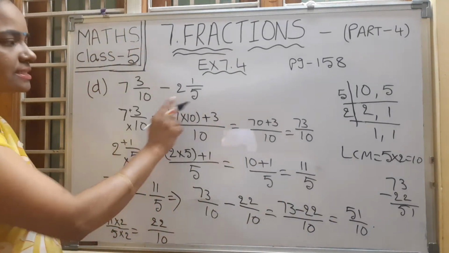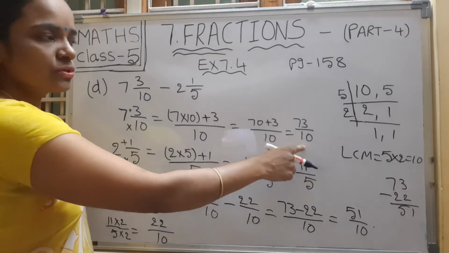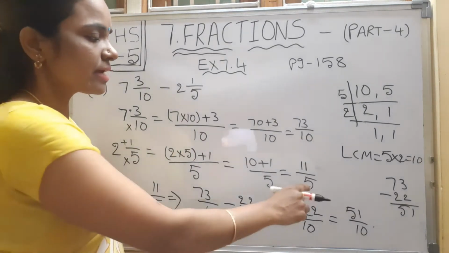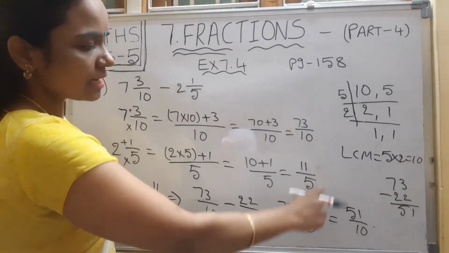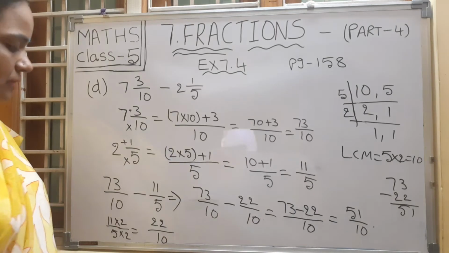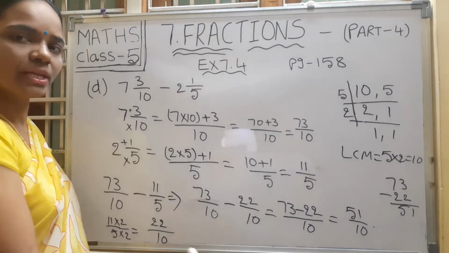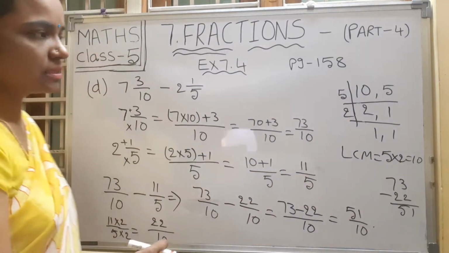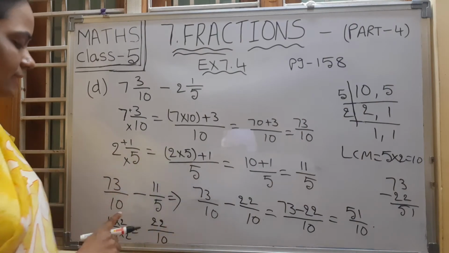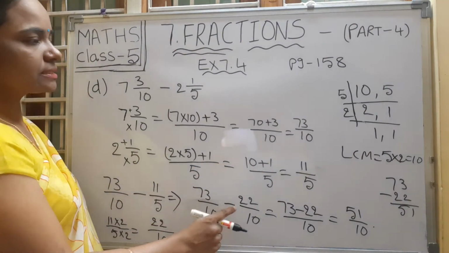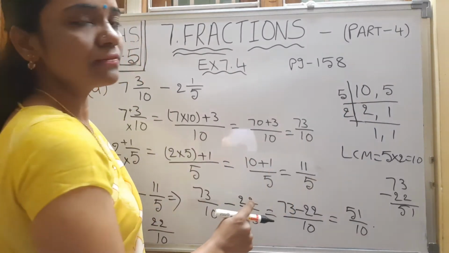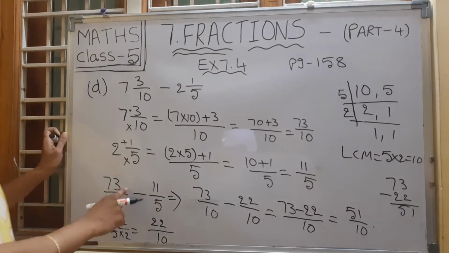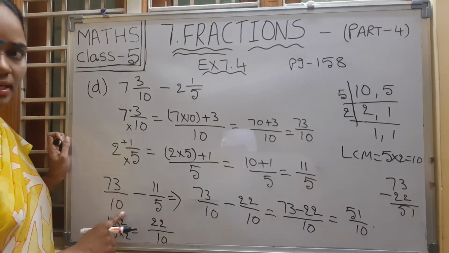Note it down, children. So what is the answer? 51 by 10. So first, these are mixed fractions. Convert those into improper fractions. Now these are unlike fractions at the same time. So make them like fractions. How? By taking the LCM of the denominators. So what are the denominators here? 10 and 5. Take the LCM for 10 and 5. So LCM is 10. Now, no need to change the first fraction because the denominator is 10.